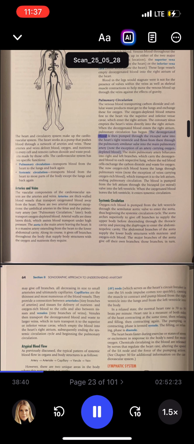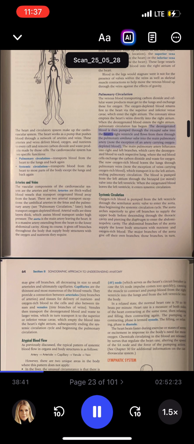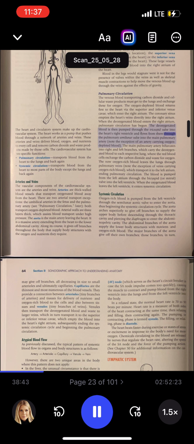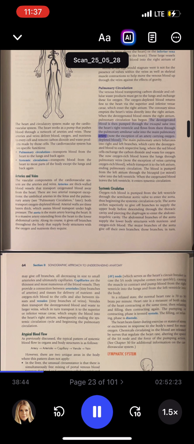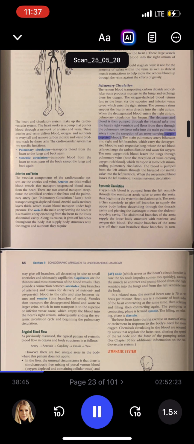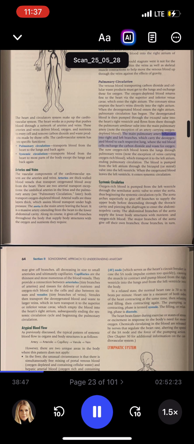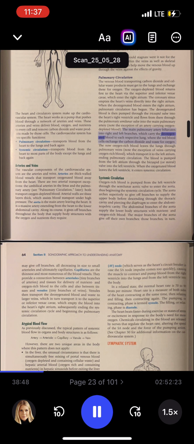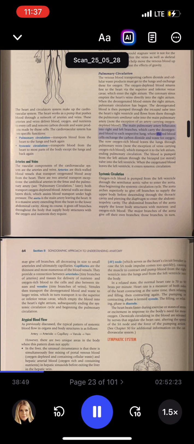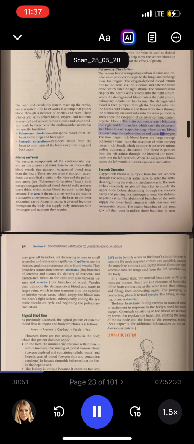The deoxygenated blood is then pumped through the tricuspid valve into the heart's right ventricle and flows from there, through the pulmonary semilunar valve, into the main pulmonary artery. Note the exception of an artery carrying oxygen-depleted blood. The main pulmonary artery bifurcates into right and left branches, which carry the deoxygenated blood to each respective lung, where the red blood cells exchange the carbon dioxide and waste for oxygen.